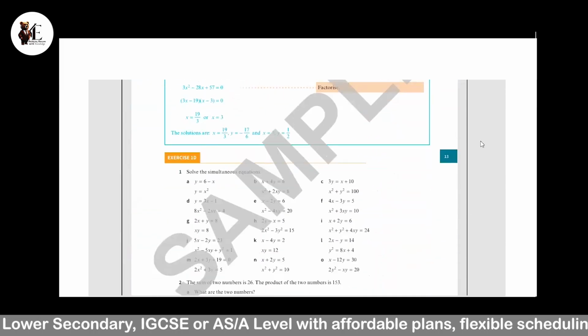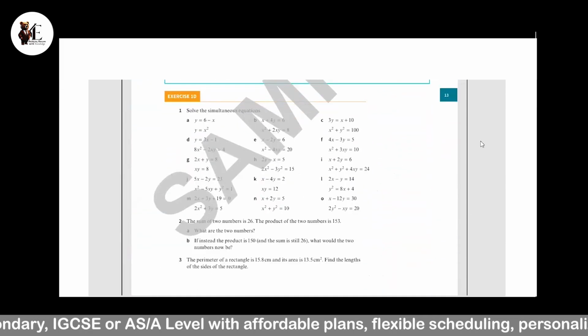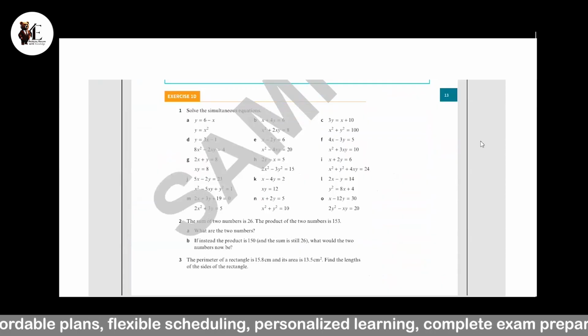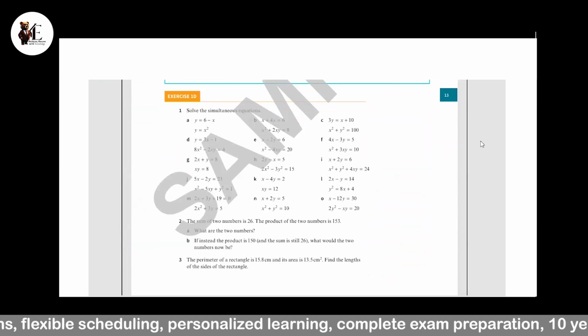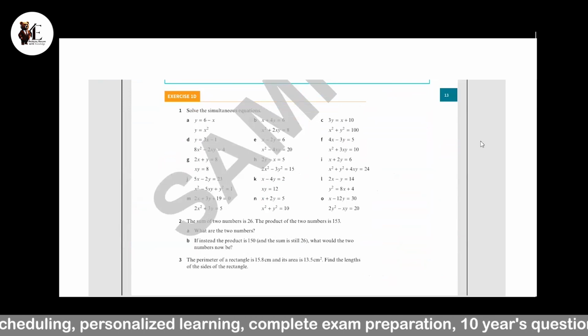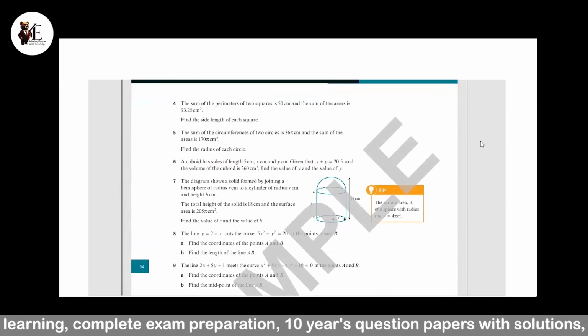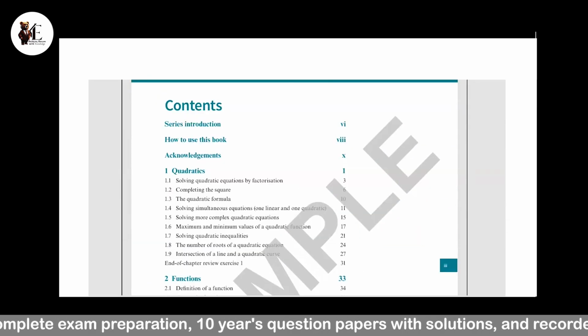Exercise 1. We haven't done how to solve the simultaneous equation. Yes, sir. So it's just until... Okay, so how do you want to proceed?